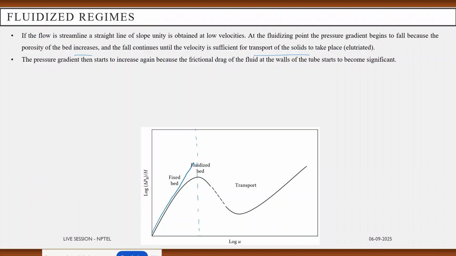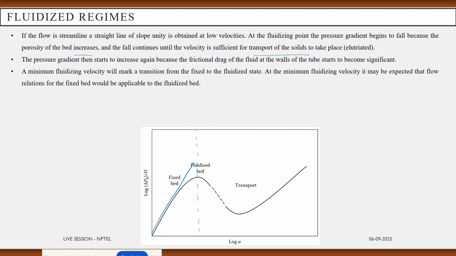The pressure gradient then starts to increase again because the frictional drag of the fluid at the walls of the tube starts to become very significant. The minimum fluidization velocity marks the transition from fixed bed to fluidized bed condition. At the minimum fluidizing velocity, it may be expected that the flow relations for the fixed bed would be applicable to the fluidized bed also.